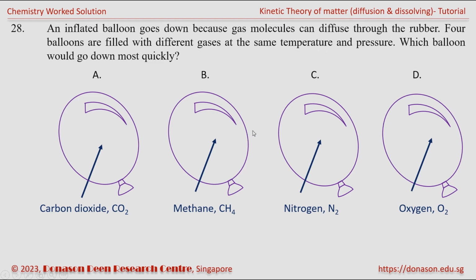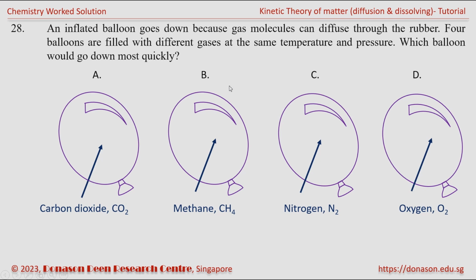Because the rubber is not so tough that the gases cannot diffuse out. It can diffuse out, right? Which balloon would go down most quickly? Of course, as soon as the gases escape, the gravity would cause the balloon to actually drop. So the one that the gas can diffuse out the fastest will become the empty balloon, and that will go down the most quickly.